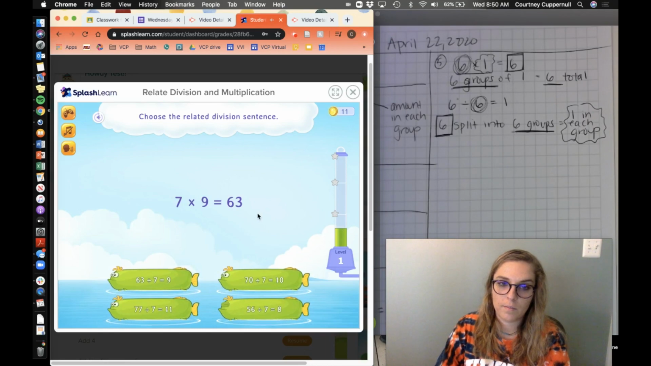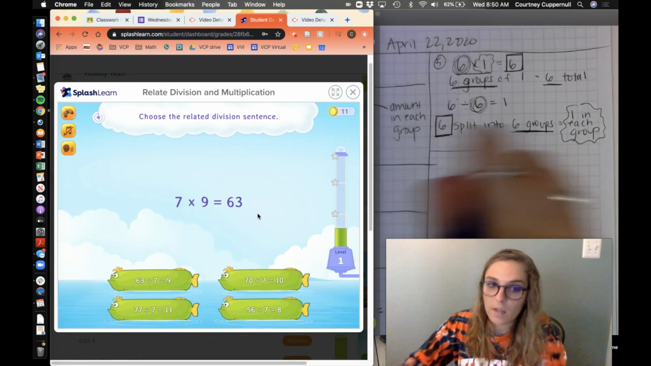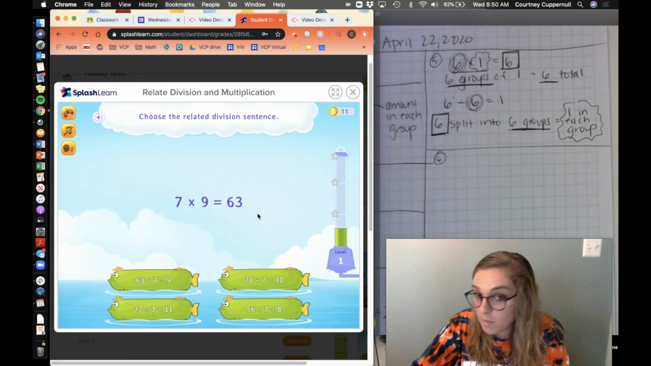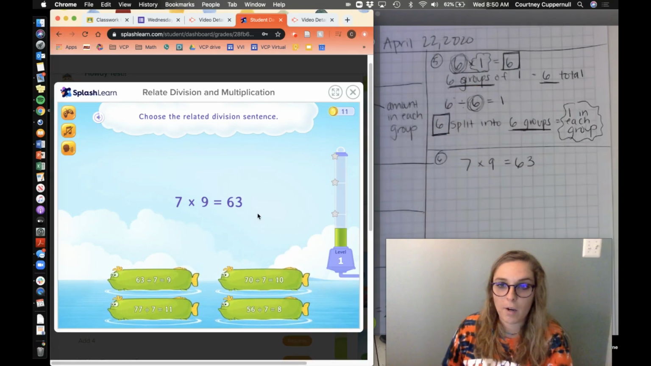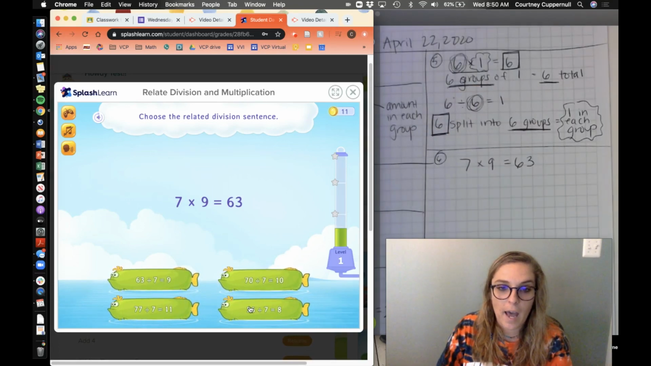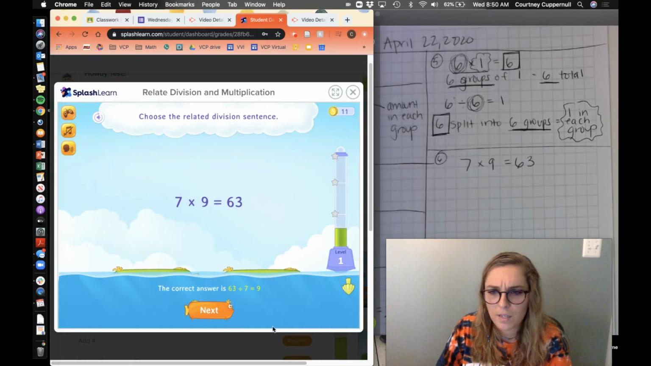Choose the related division sentence. So say I get tripped up. Say when I'm solving this, I think, okay, 7 times 9 equals 63. And I just somehow get tricked. And I click that 56 divided by 7 equals 8. Even though I wouldn't really click that because there's no 8 factor in here.